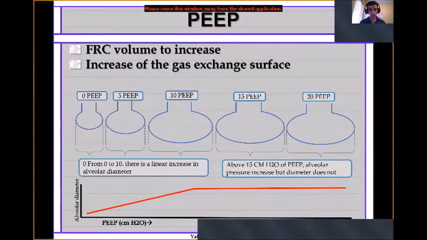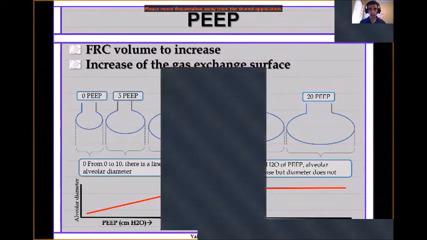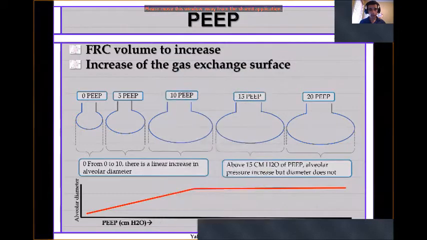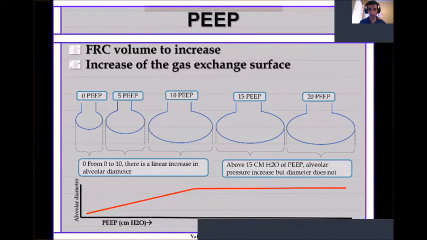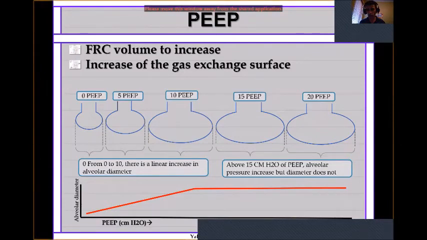So you can see you are increasing the pressure in the PEEP up to a point. You won't get any improvement in the alveolar diameter. So after that point, increasing the PEEP won't give you any benefit, but will give you the side effects.